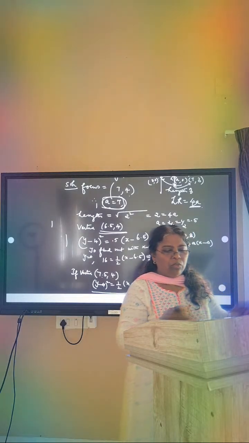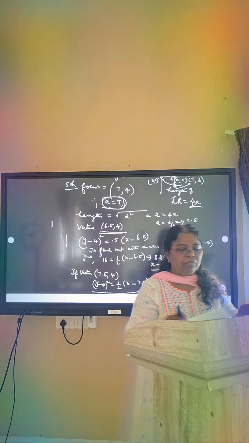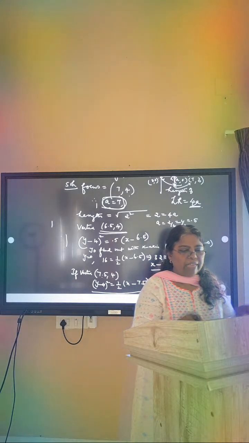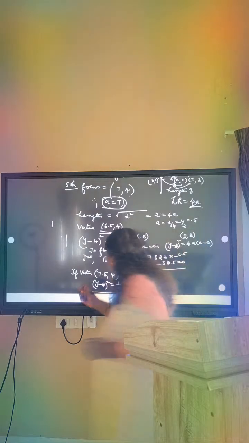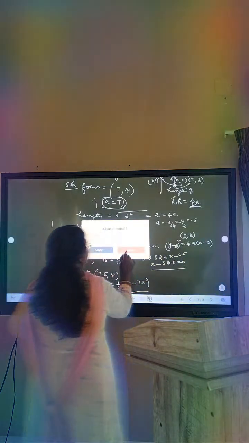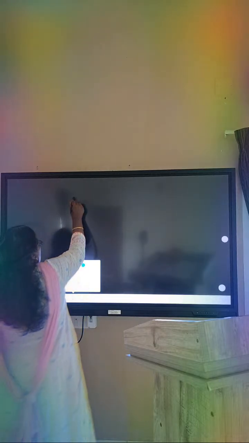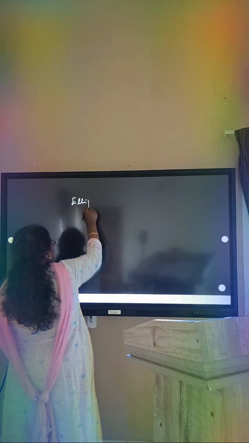Okay. So we'll go to the next one. The next is ellipse. We are going to see what is an ellipse. We saw parabola, and now we are going to see ellipse.